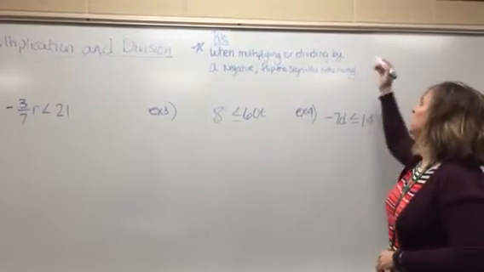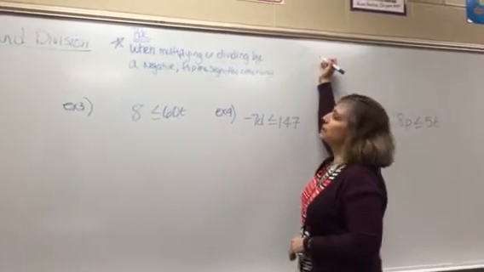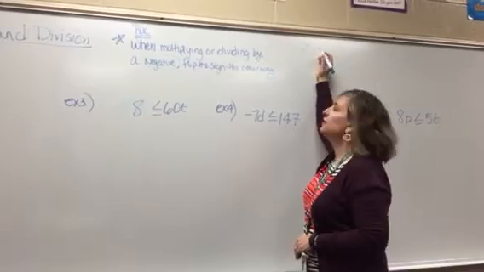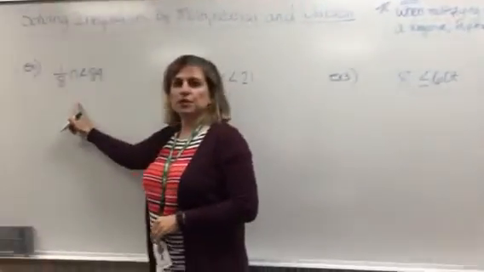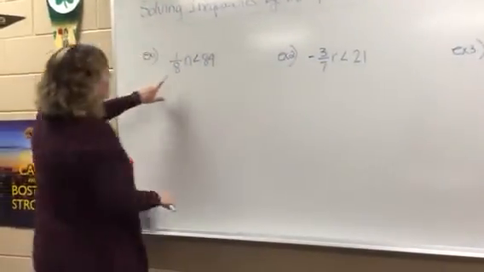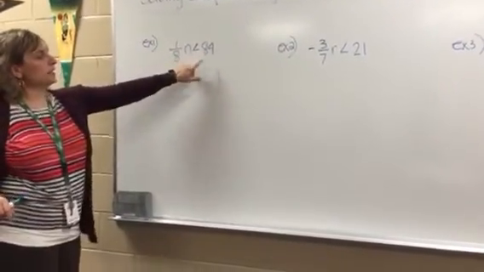So for example, if your answer came like this, but you divided or multiplied by a negative, you're going to flip it the other way, okay? So we're going to do our first example. 1/8 n is less than 84.